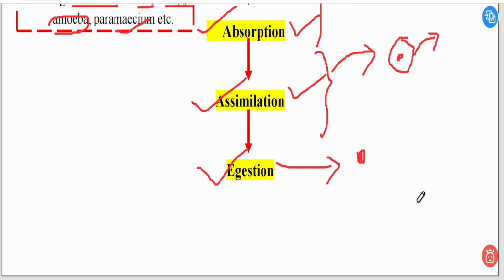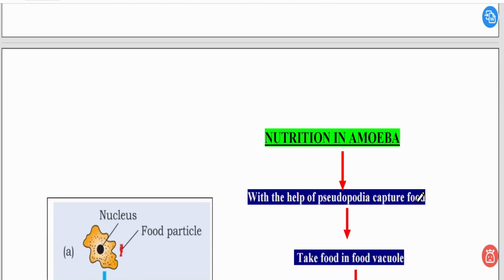Now let's move to the next part, that is nutrition in amoeba.